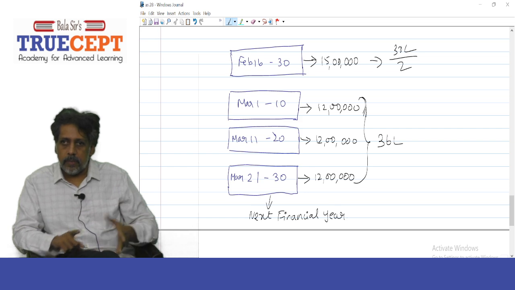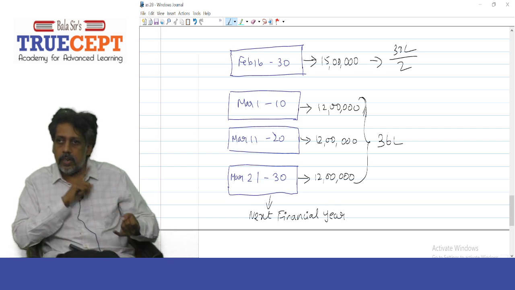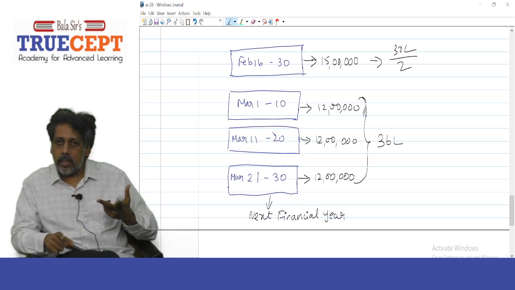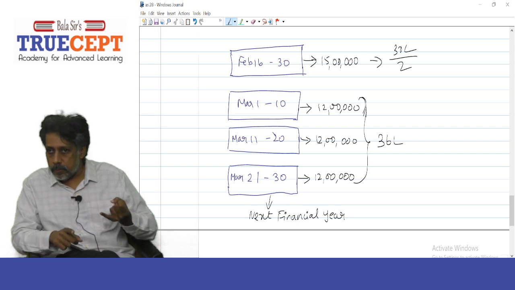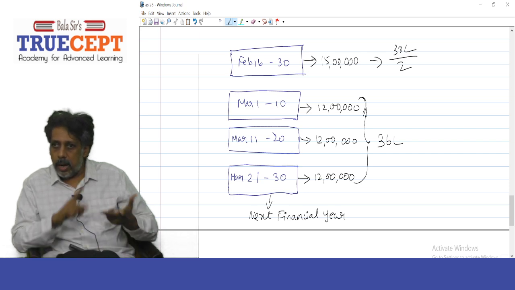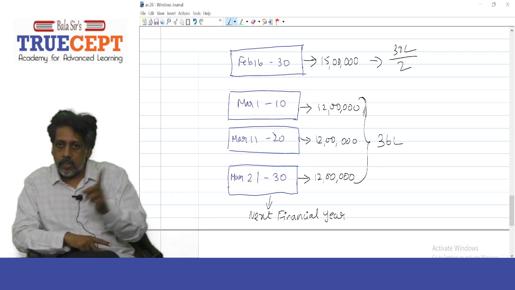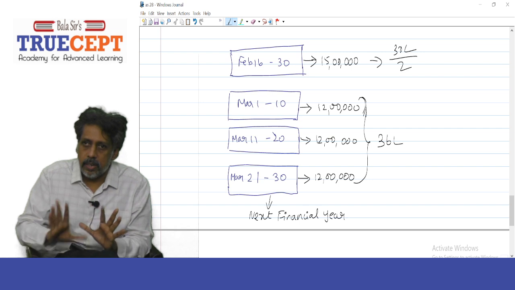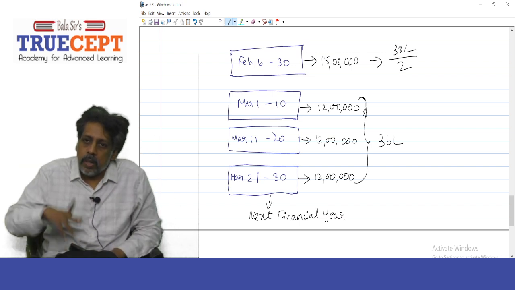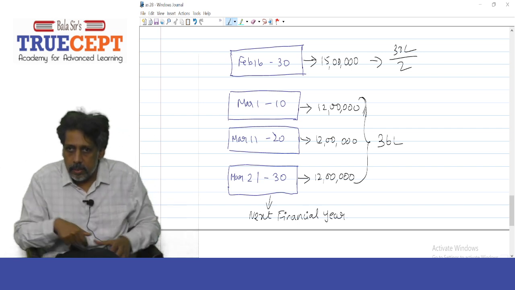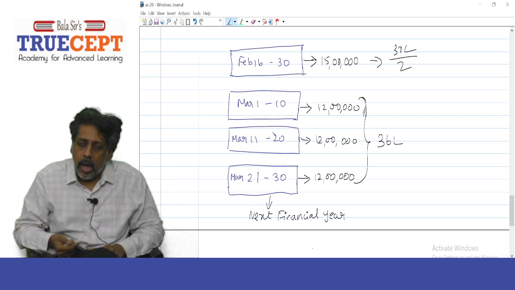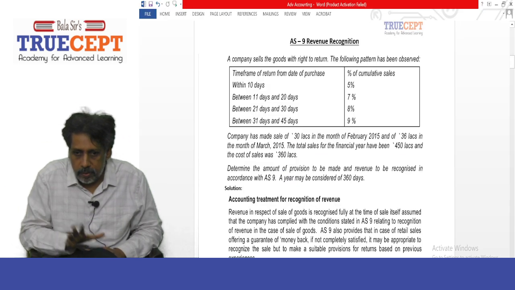Now, just watch these boxes first. Once again, between 21st March and 30th March, what is the sales? 12 lakh. March 11 to March 20, how much? 12 lakh. And then March 1st to March 10th, another 12 lakh. And Feb 16 to Feb 28, how much? 15 lakh. These are the sales made. Now, let's go through the theory first, and when I go through the table, I will once again come and explain these boxes. Is that fine?